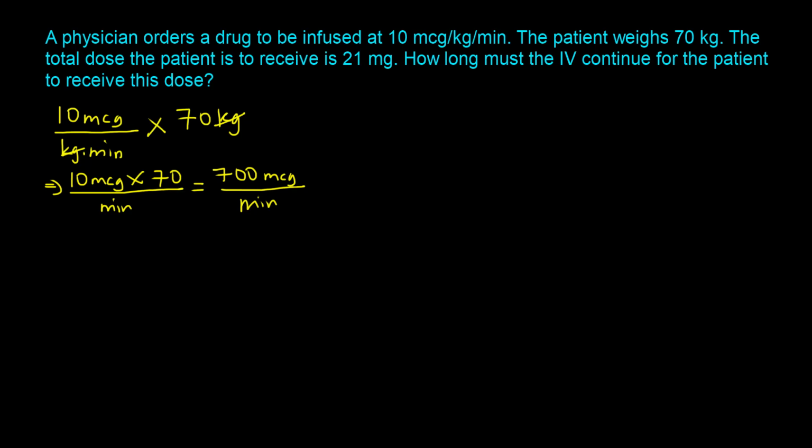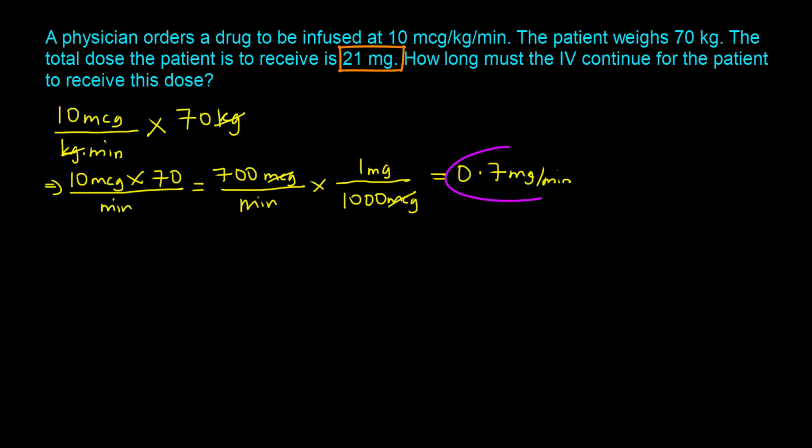However, the dose to be given to the patient is in milligrams, it is 21 milligrams. So we want to convert the micrograms to milligrams to make the next step easier. So we make use of the conversion factor, which states that 1,000 microgram make up 1 milligram. So the micrograms cancel out, and that is equal to 0.7 milligrams per minute. So now we can determine the time by dividing the total dose that the patient receives, which is 21 milligrams, by the mass rate determined in the earlier step.